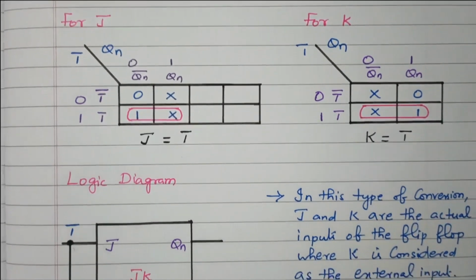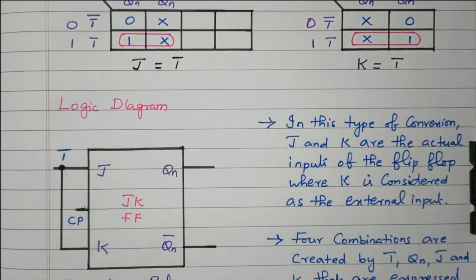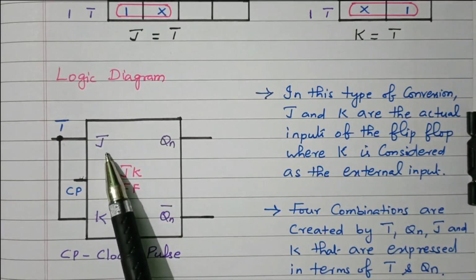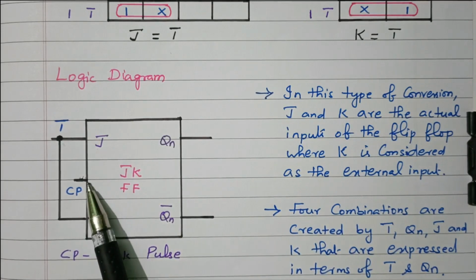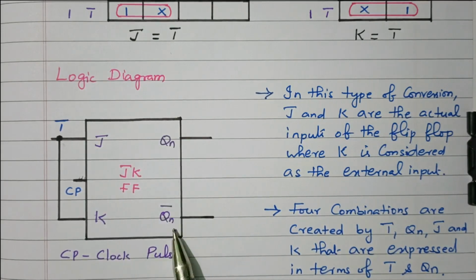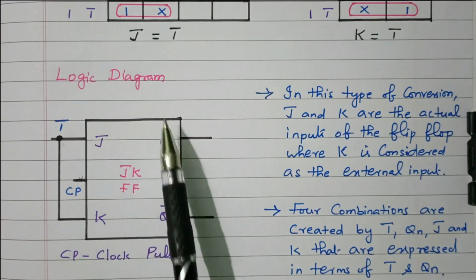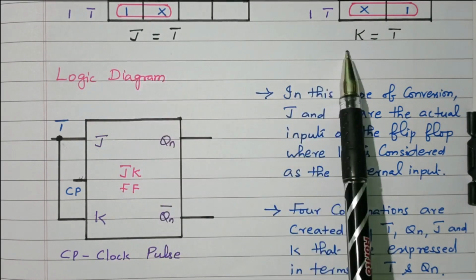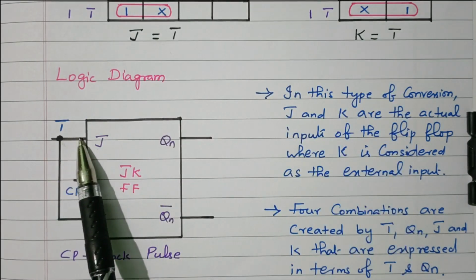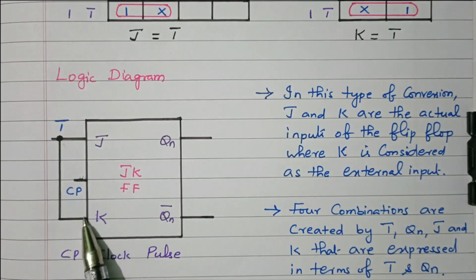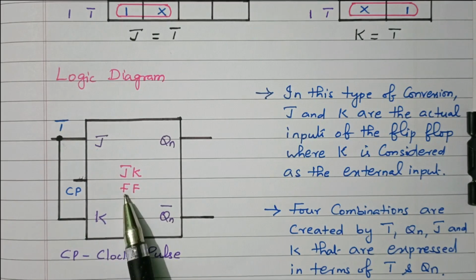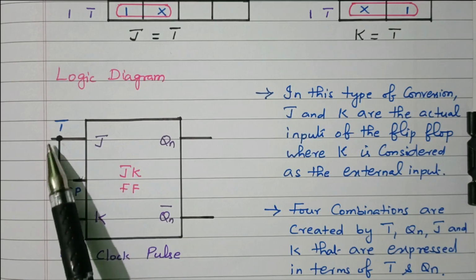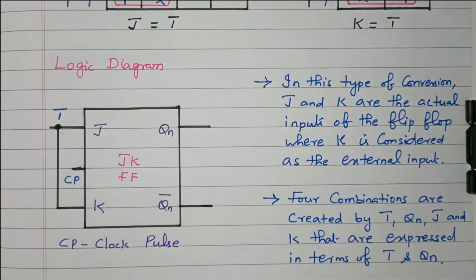Now we can see the logic diagram for how to convert the JK flip-flop into a T flip-flop. This is the JK flip-flop with two inputs, J and K, and a clock pulse. This is the output Qn, and the complement of the output, Qn bar. From the K map we got the expressions J equal to T and K equal to T. So the T input is given to J, and the same T is given to K also. That way this JK flip-flop is converted into a T flip-flop. Very simple: the J and K inputs are T. Some small description is available.